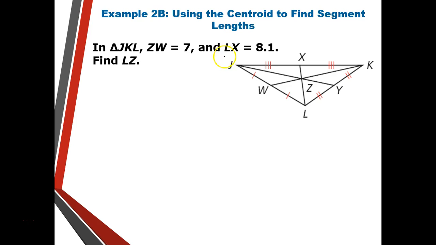All right, in this exercise here, we're going to find LZ from knowing LX is equal to 8.1. So LX, let's find that one. LX is this whole length of our median right here from L to X. And we should know that if we're looking for LZ, which is from the vertex to the centroid, that is 2/3. So LZ is 2/3 of LX. Just following that theorem here and putting in the proper letters.